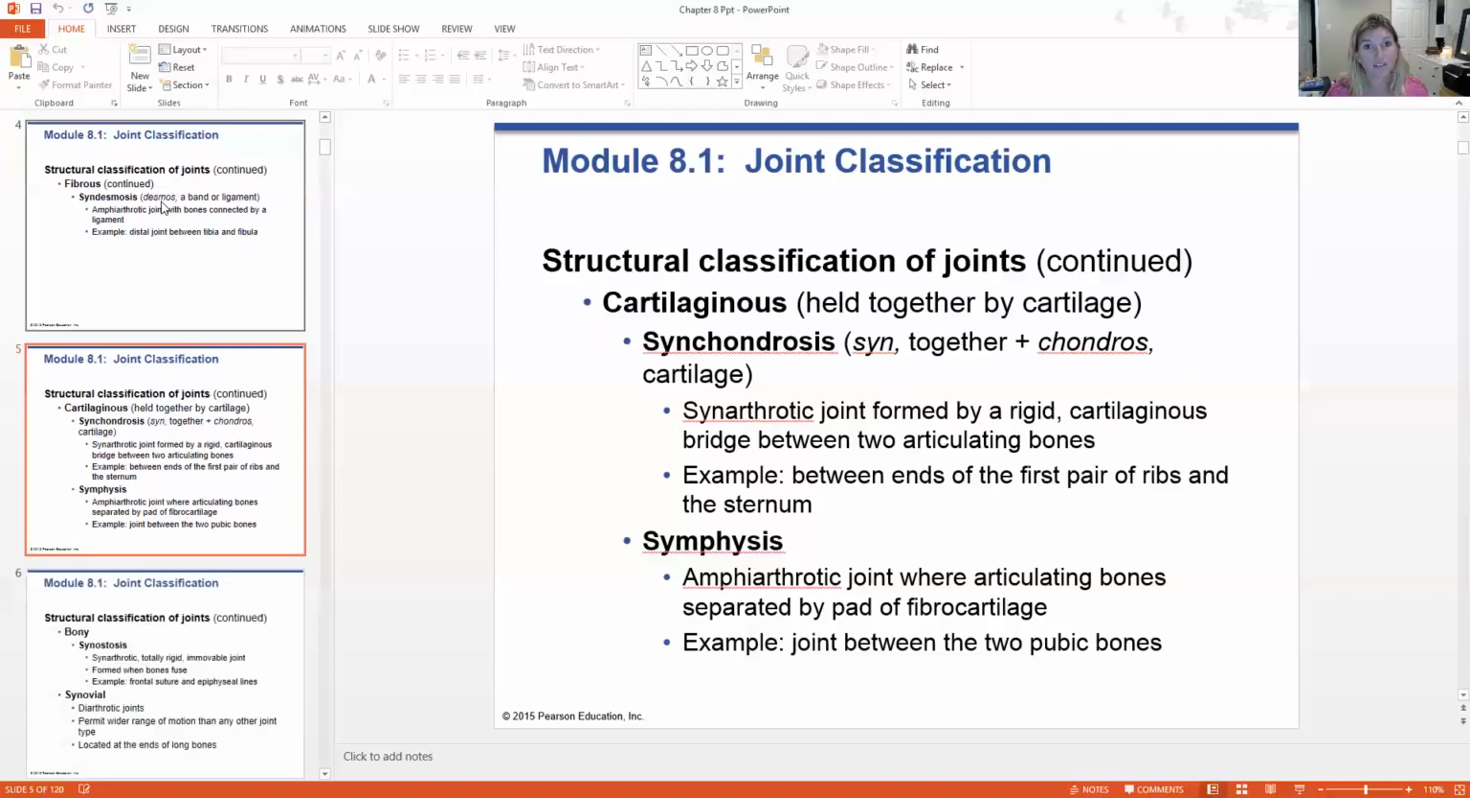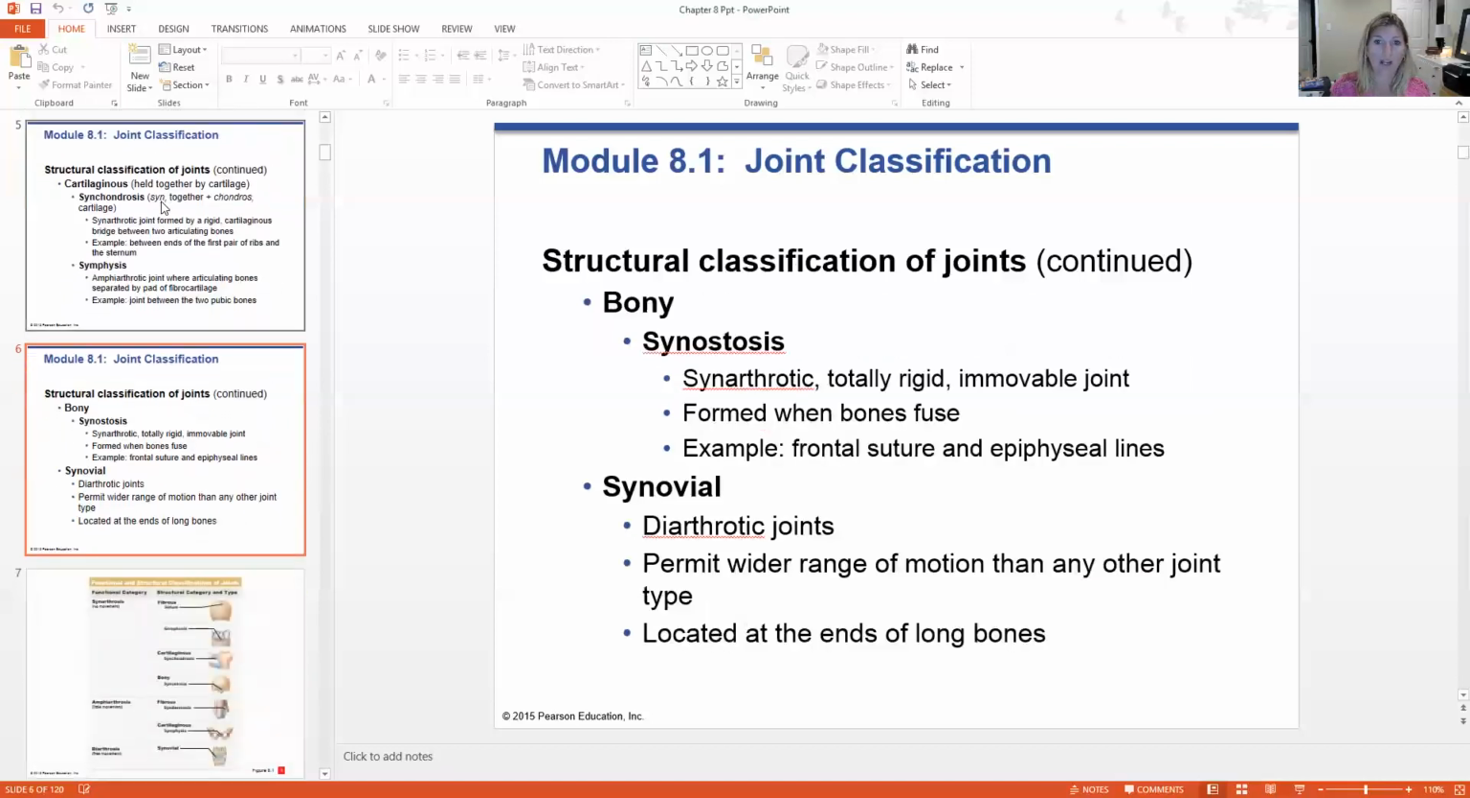A symphysis is another amphiarthrotic joint, and there's a fibrocartilage pad in between the articulating bones. The big example here is the joint between the two pubic bones. On the anterior side, the pubis bones come together, and there's a pad of fibrocartilage right in between them. It's called the pubic symphysis. The pubic symphysis is a fibrocartilage pad between the two pubis bones. So again, amphiarthrotic. So we had fibrous, cartilaginous, and now we have bony joints.